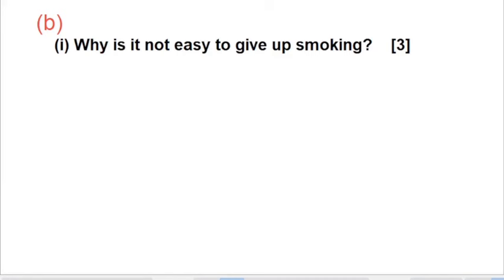Our question B reads, why is it not easy to give up smoking? And this question carries 3 marks. We must know that it's not easy to give up smoking, because most smokers become addicted to the nicotine that is contained in tobacco products. In cigarette smoke, there is a substance called nicotine. This makes it very difficult for such people to give up smoking.